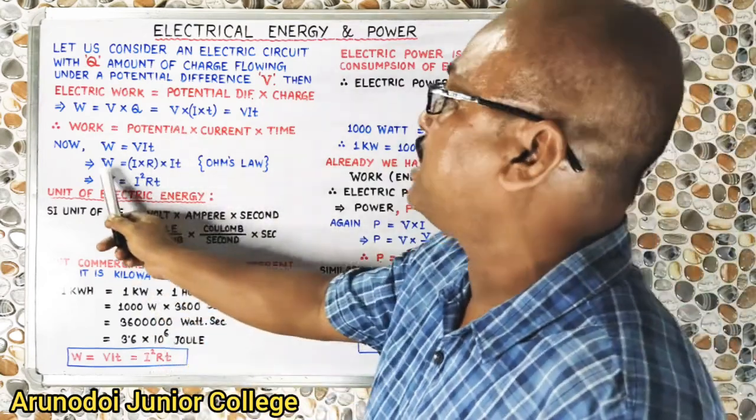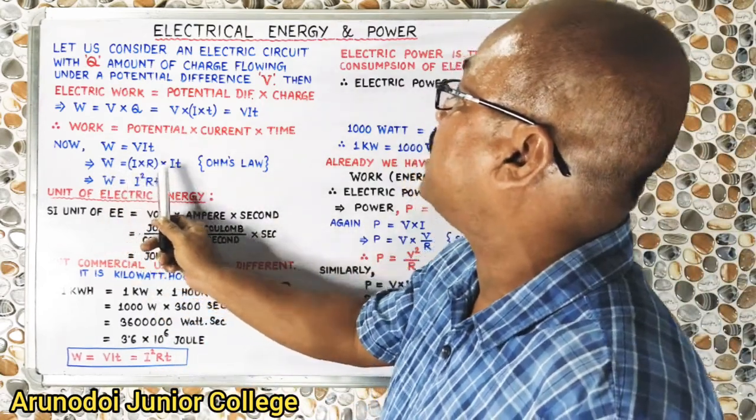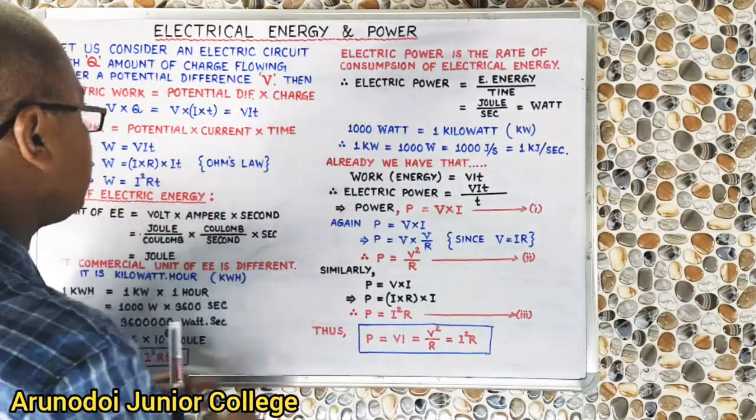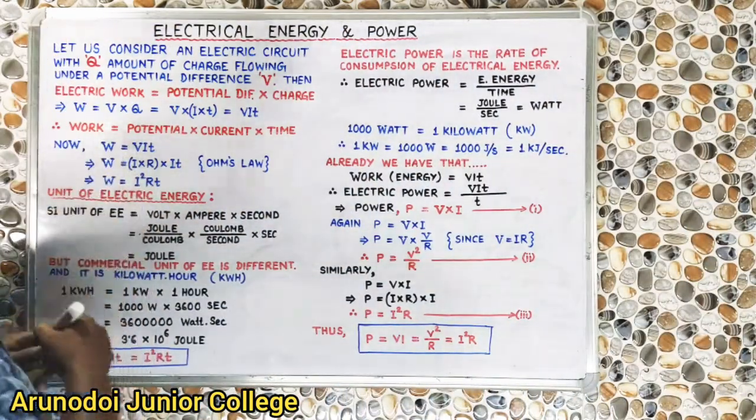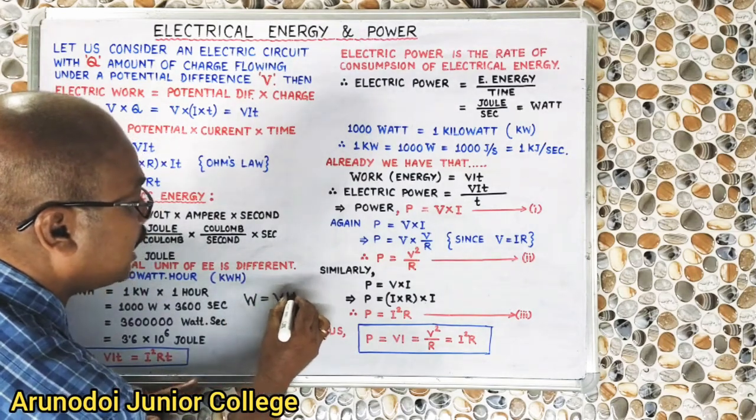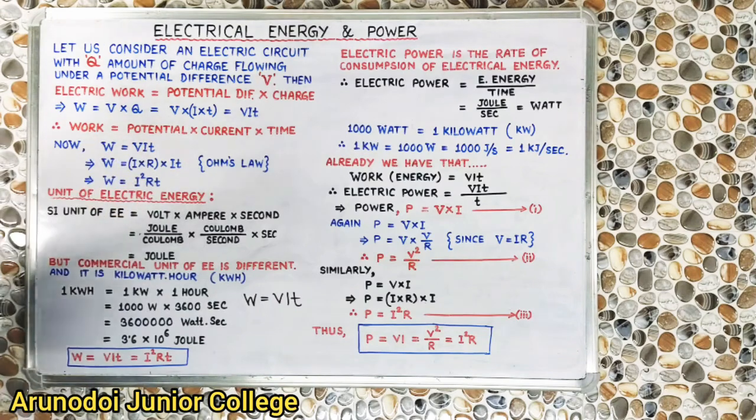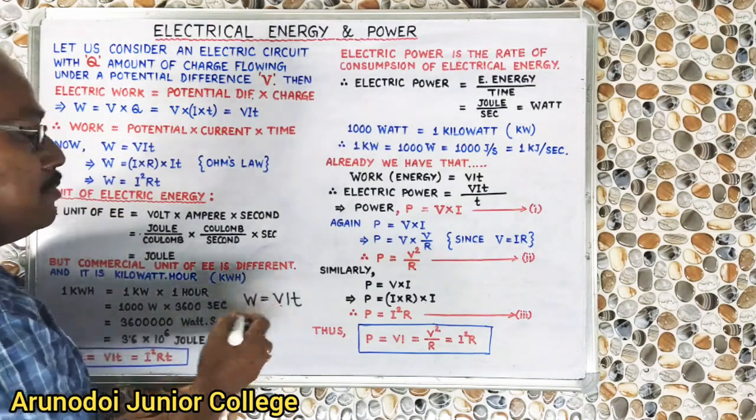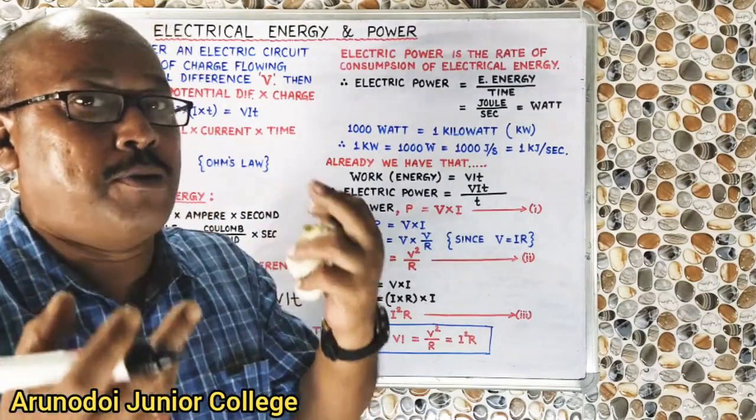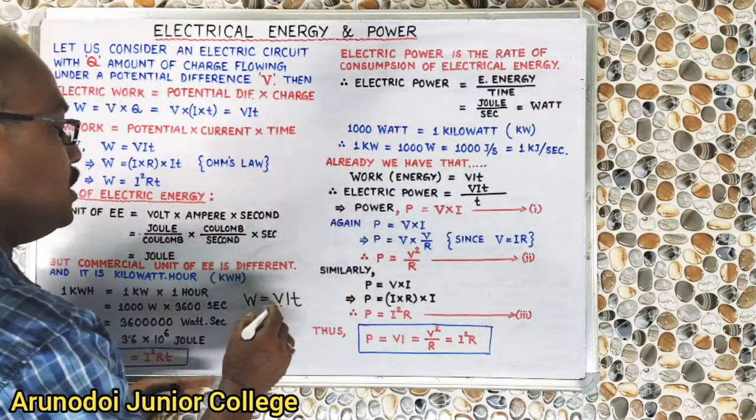another thing is that W is equal to I into R into I into T. How is it? Let us again discuss it. We have here W is equal to V into I into T. This is the relation. But what is V? V is equal to I into R. From where did we get it? We get it from Ohm's law, that is V is equal to I into R.